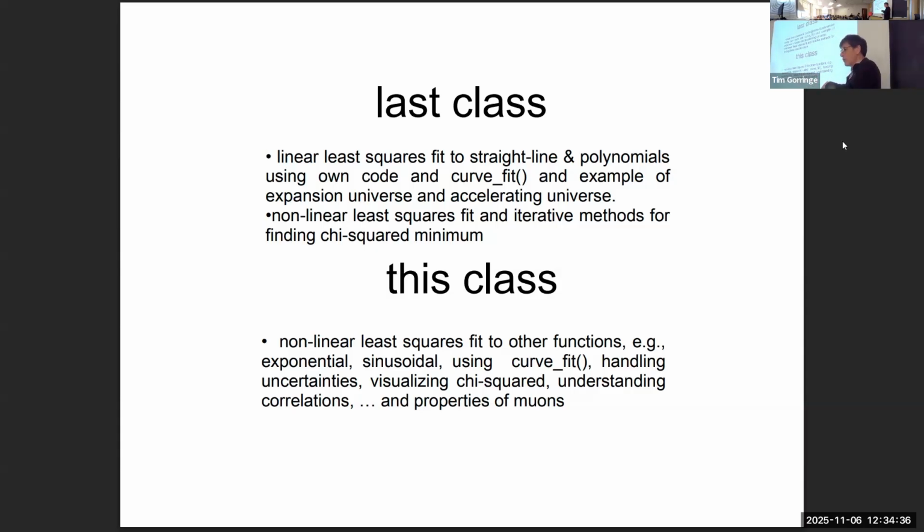The other thing I want to do in today's class is talk a little bit more about curve fit and the arguments in curve fit. I want to talk a little bit more about the handling of uncertainties on your data points when you're fitting. Talk a little bit more about chi-squared and visualizing, picturing chi-squared, and talk a little bit more about the correlations between the parameters in your fitting. So we're trying to address all those items.